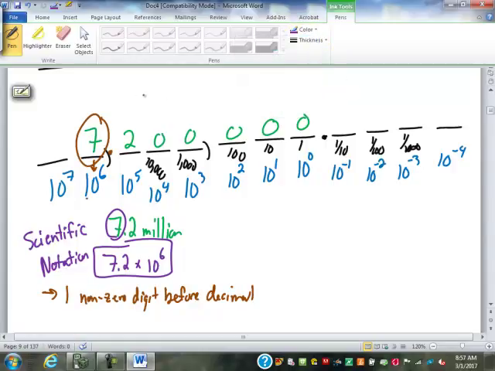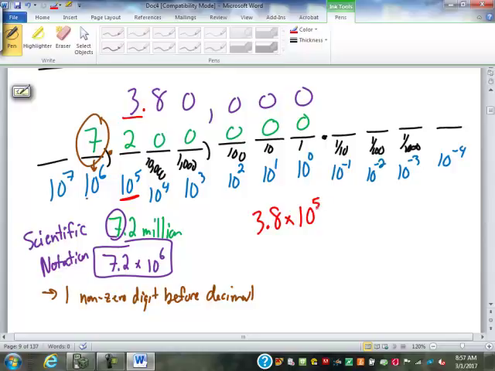So you might have 380,000. So to put that into scientific notation, we've got to put the decimal point so the 3 is the only digit in front of it. So it's going to be 3.8. And what place value is that 3 in? It's in the 10 to the 5th place. So that's 3.8 times 10 to the 5th.